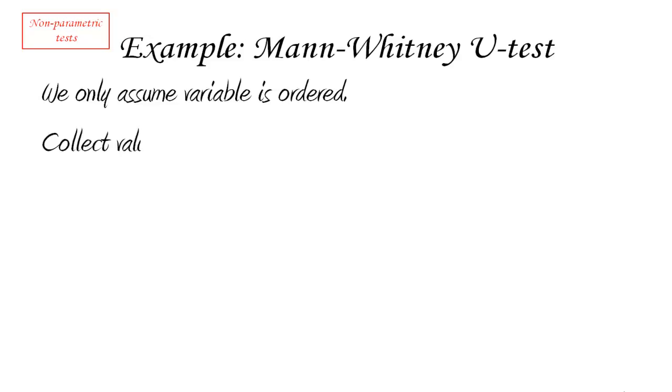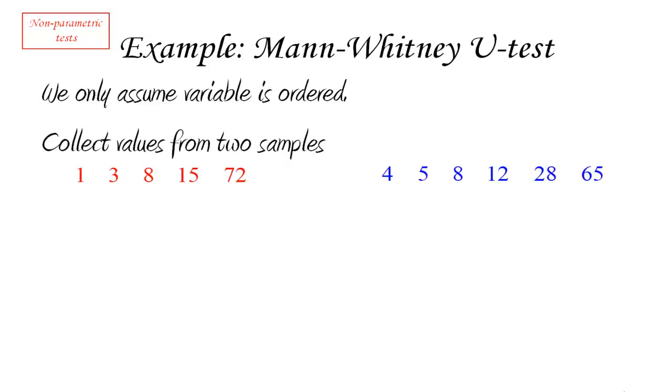All right, so how does it work? First of all, we're going to assume only that the variable is ordered. So there is some kind of an order, so we can talk about ranks. Otherwise, we can't really do anything with it. All right. So what we're going to do is collect values from two samples. And for the sake of illustration, here is sample 1, here is sample 2. So we collected a sample from the red population and from the blue population. Notice that those two sample sizes are different. That's okay. The Mann-Whitney U test can handle that.